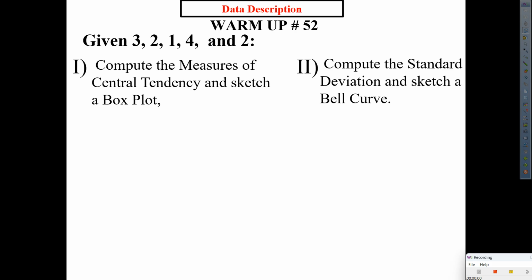Warm-up 52 should come up on your screen. Set aside whatever you were working on, and make sure your mobile devices and AirPods are put away. Today we're moving on. We're done with measures of central tendency and measures of variation. We're moving on to the third measure. I'll give you problems 1 and 2 on warm-up 52, about 7 minutes. Go.